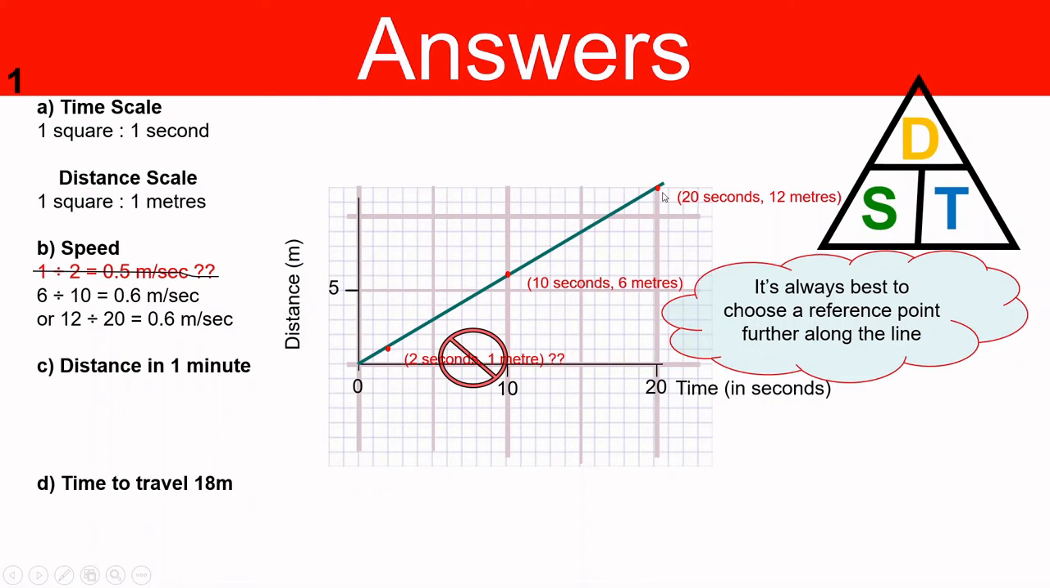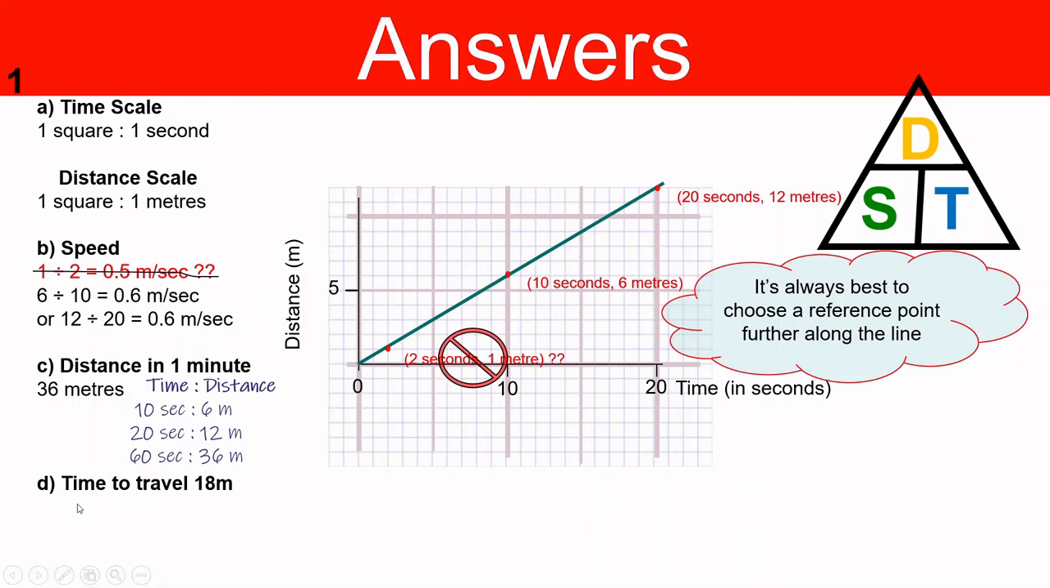For question C, the distance we could travel in 1 minute, well, that's off my graph. However, I know I can travel 6 meters in 10 seconds or 12 meters in 20 seconds. So 1 minute, which is 60 seconds, would simply be 6 times 10 seconds, so 6 times 6, or 3 times 20 seconds, so 12 times 3. In either case, 6 times 6 is 36, or 12 times 3 is also 36. We could travel 36 meters in 1 minute.